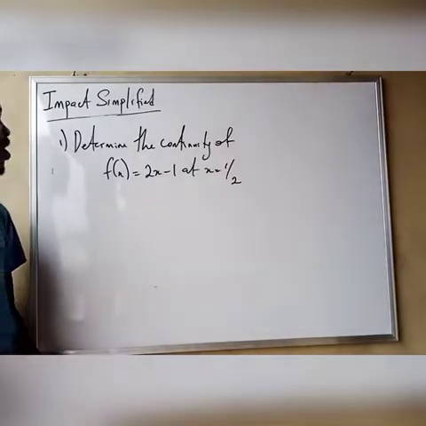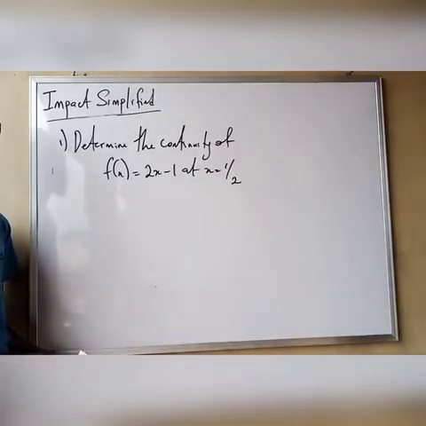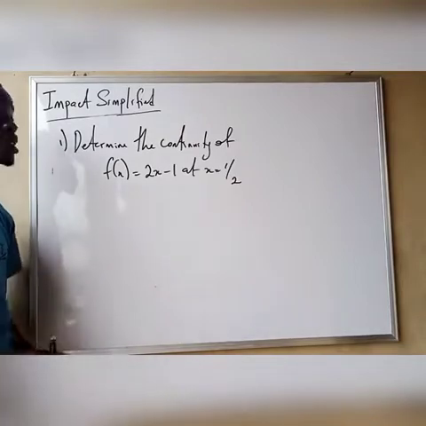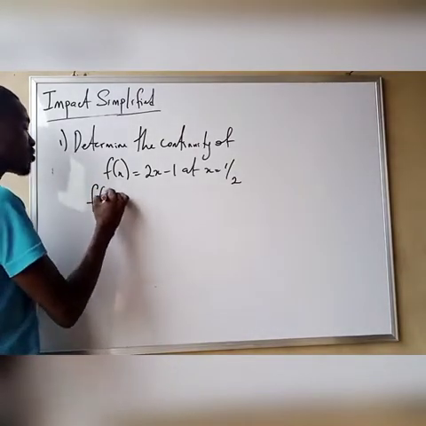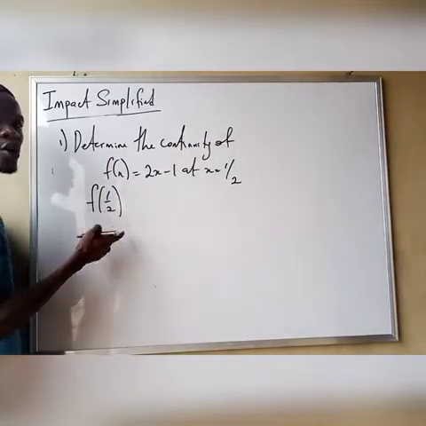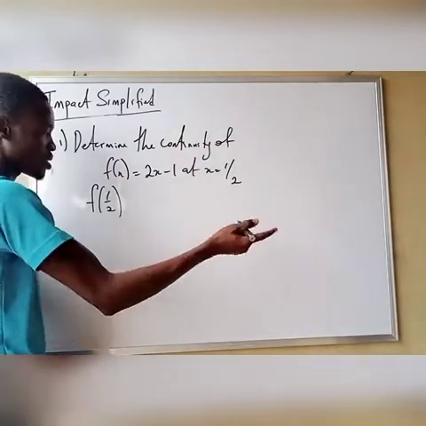Wow! So how can we solve this? Determine the continuity of this. That means for continuous and discontinuous, we need to get two things. And what is the first thing? You have to get your f of 2. That is when you are equating your f of x to x is equal to a.